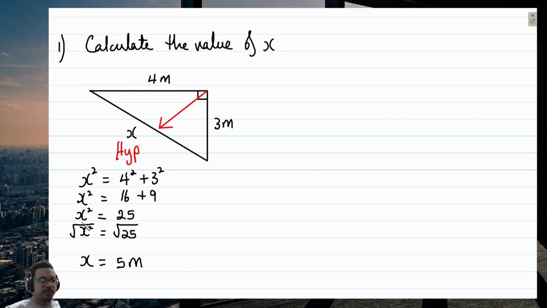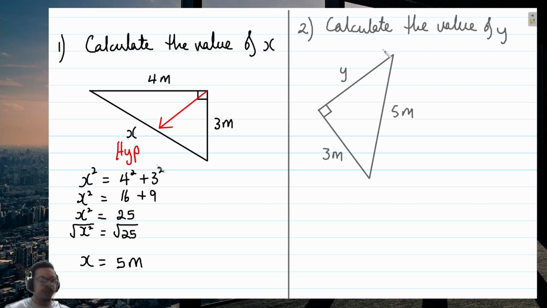In mathematics, when you have x squared equal to 25, yes, x would be plus or minus the square root of 25, and the answer will be plus or minus 5. But because we are dealing with the length of a side, we are only taking the positive value, which will be positive 5.